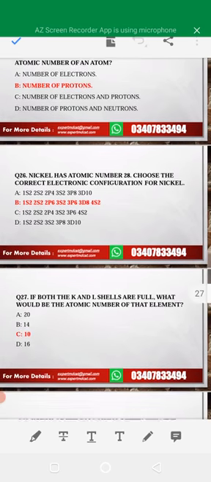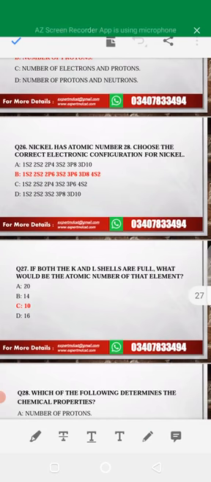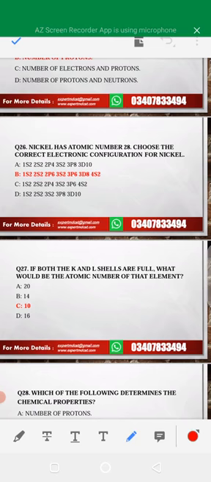Question number 26. Nickel has atomic number 28. Choose the correct electronic configuration for nickel. The electronic configuration of nickel is actually 3d8 and 4s2. So it attains the configuration of argon, and 3d8 4s2 is in option B. So B is the correct answer.